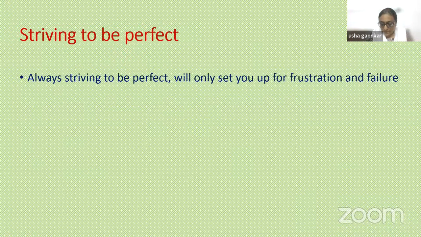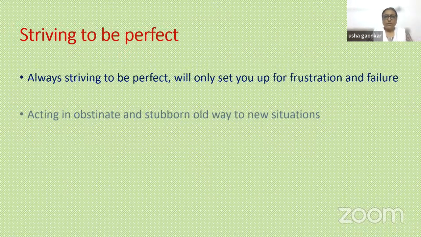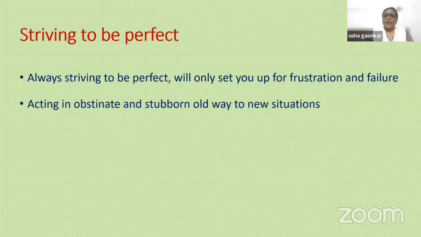One of the problems that we face is we are always striving to be perfect. What does that lead to? It sets us up for frustration and failure. Another aspect of striving to be perfect is that we act in obstinate and stubborn ways in new situations also. You have a given thought pattern, a way in which you have reacted or responded to a particular situation for many years.